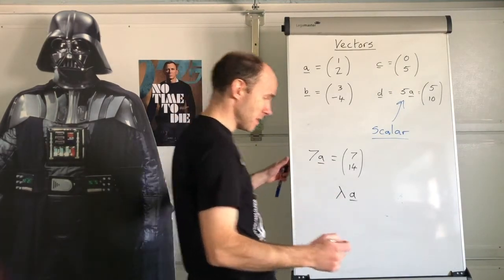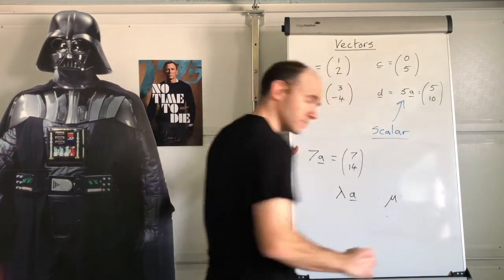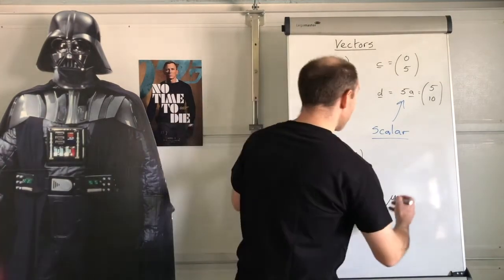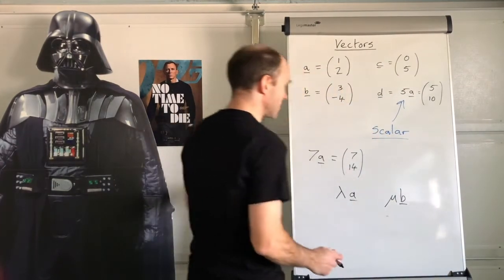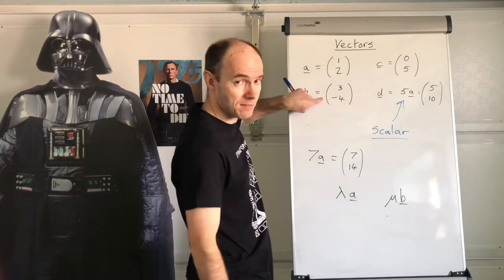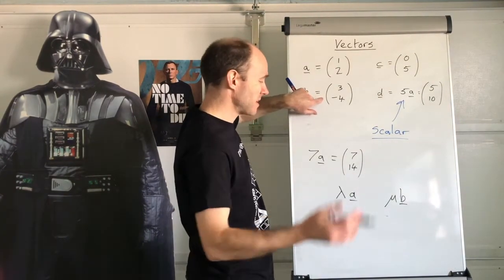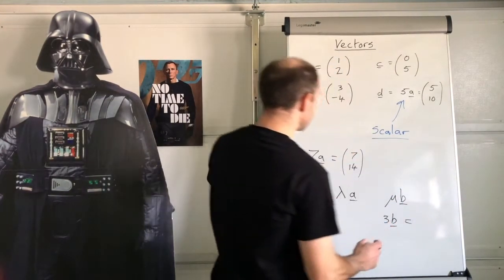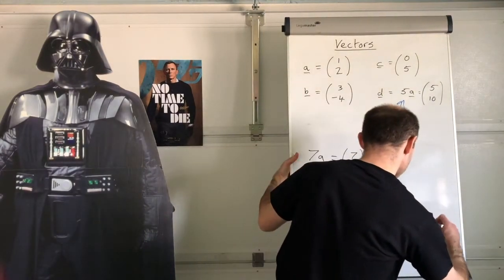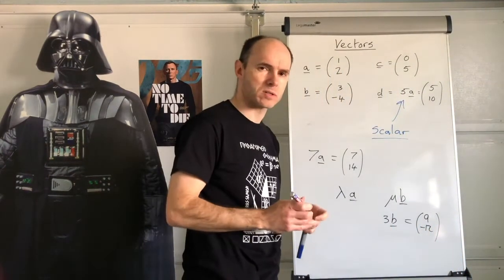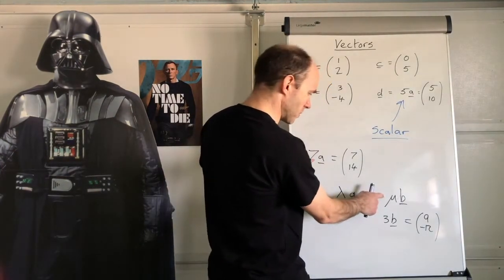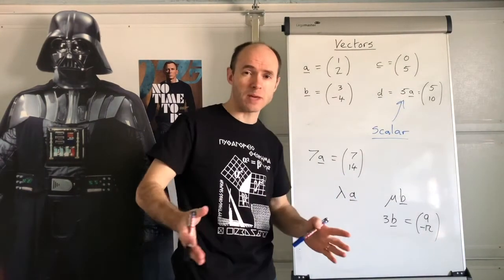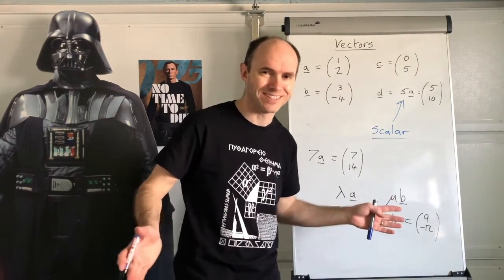If I want to use a different letter, I might use the Greek letter mu, because it follows in the alphabet: lambda, mu. If I have mu times b, what I'm interested in is a scalar multiple of b, which means a vector that's parallel to b. Just a simple example, that value mu could be 3. So what is 3b going to be? 3 times that, which is 9, negative 12. You can see how that works. Any scalar multiple is going to result in another vector that's parallel to it. I'm going to stop there because that's a little bit more to digest, isn't it?